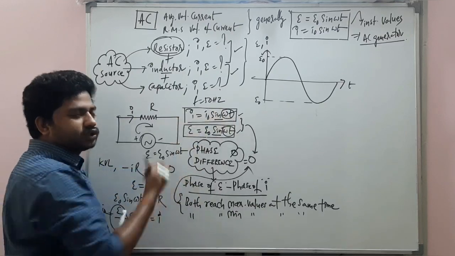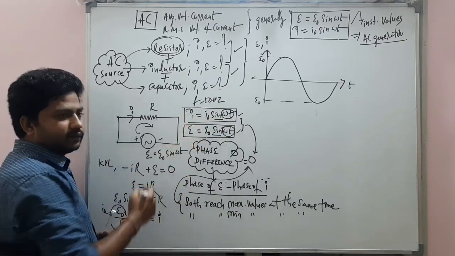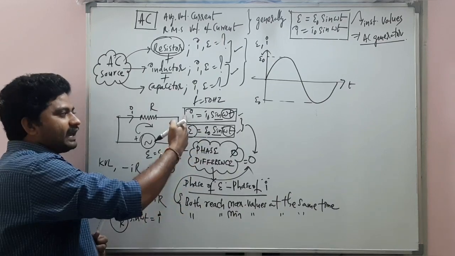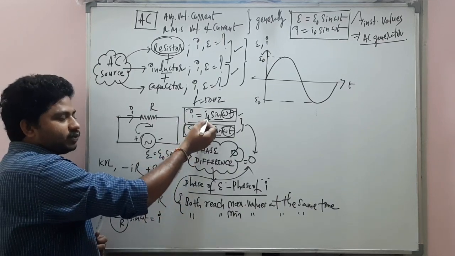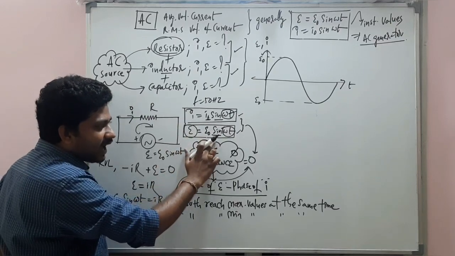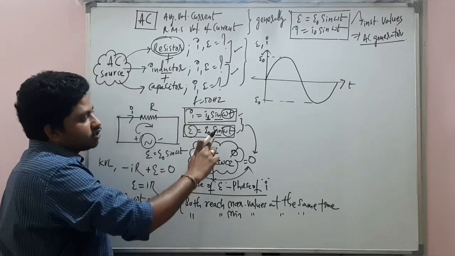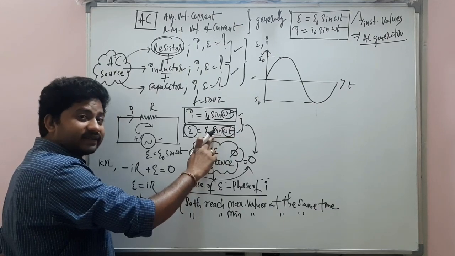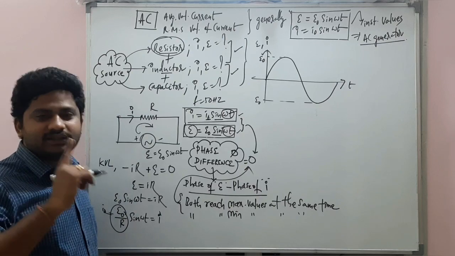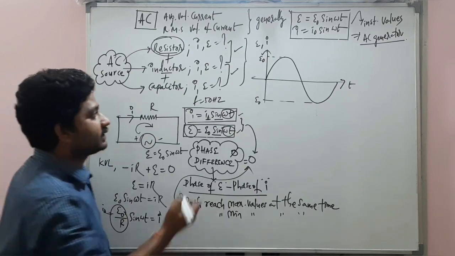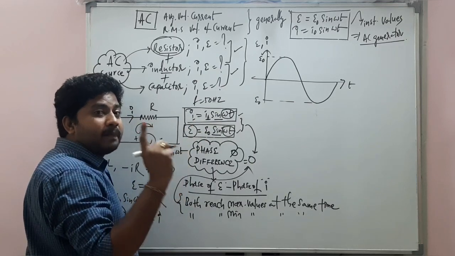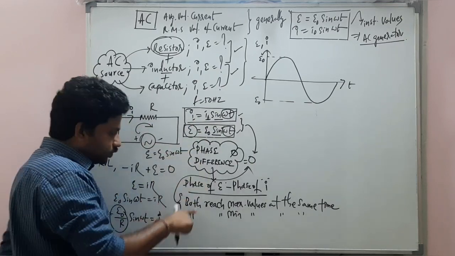I is equal to I naught sin omega t. So which is greater? I've told you many times, the E value is greater than I, because I naught is E naught by R. The whole function is divided by R, and then you get this. So this I value is less, as we discussed in the first class of alternating current. But even though the I value is less, the phase difference is 0. So that means what?